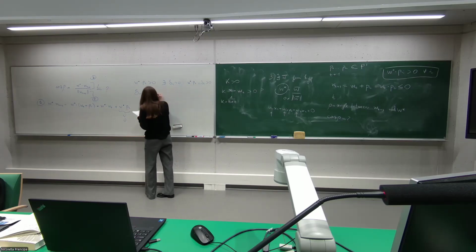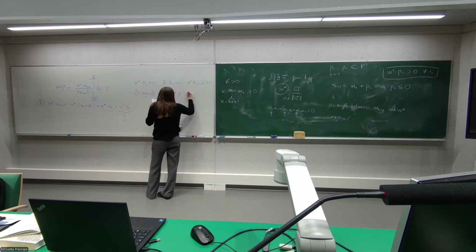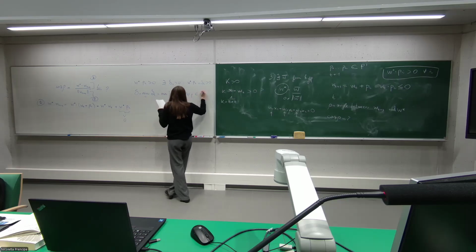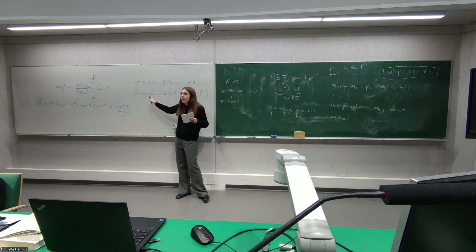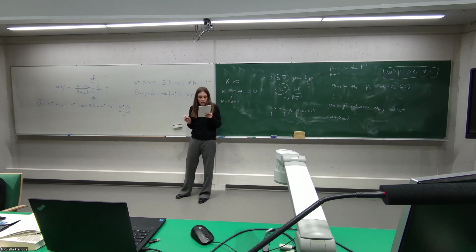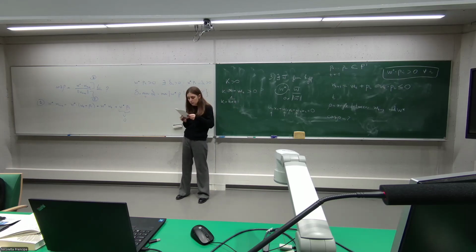One, this. That is more, I don't know. W star times P for all P that belongs to P prime is the same thing, just written. Okay, that's why we need absolute linear separation.